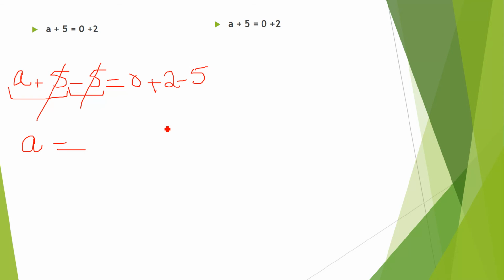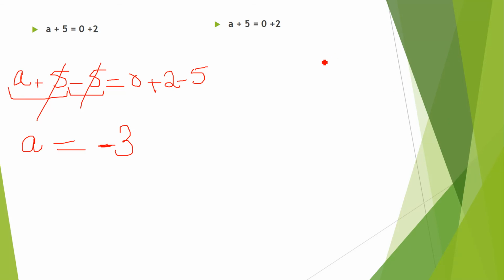Positive 2, negative 5 will be negative, 5 minus 2 is 3. But what sign? Plus, minus? Do not say minus, right? Plus, minus is minus only in the case of multiplication. Here we have to use the sign of whichever is bigger, 2 or 5. So 5 is bigger than 2, or larger than 2. So 5 has a negative sign. That is why this negative sign is here, right?